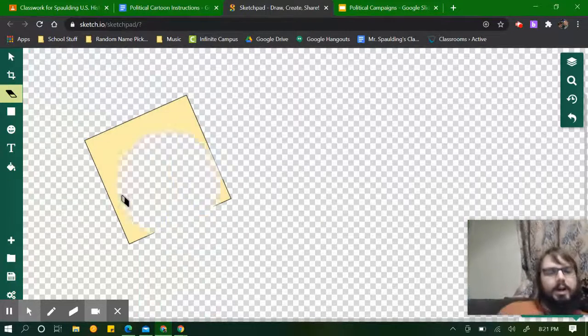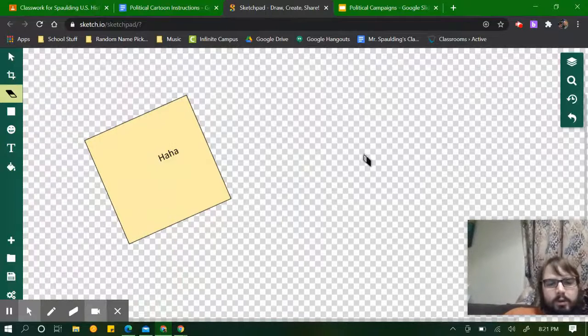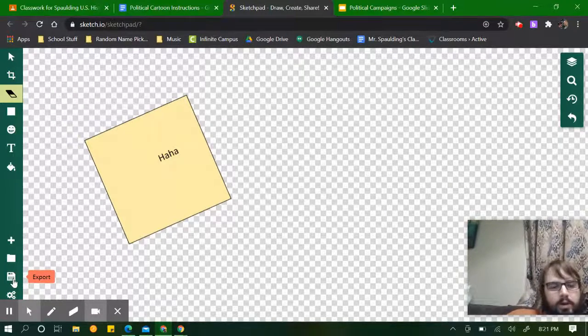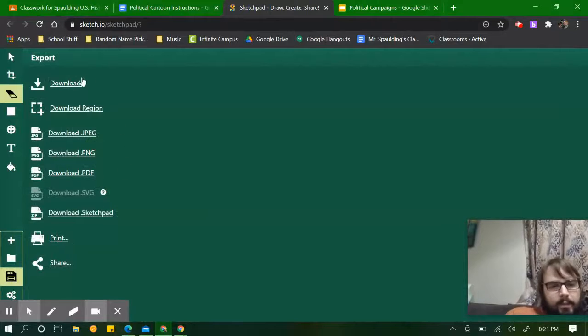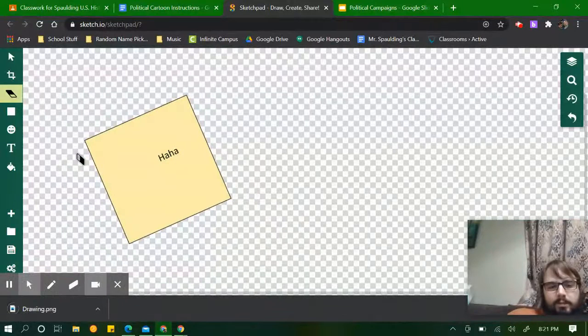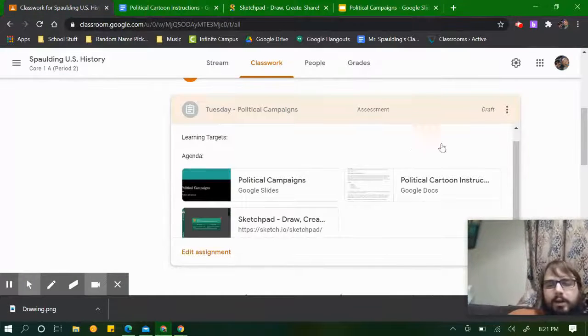When you're finished with your comic, if you're using this online tool, you're going to click the little floppy disk save button where it says export. Go ahead and click that. You can download it as a JPEG, a PNG, or a PDF. Either one of those is fine. I just say click PNG. Then you'll have it downloaded, and you're going to come back into the assignment, attach it, and turn it in.